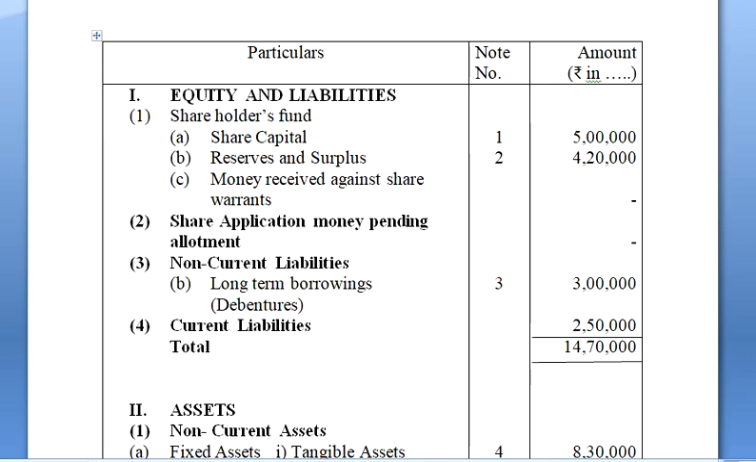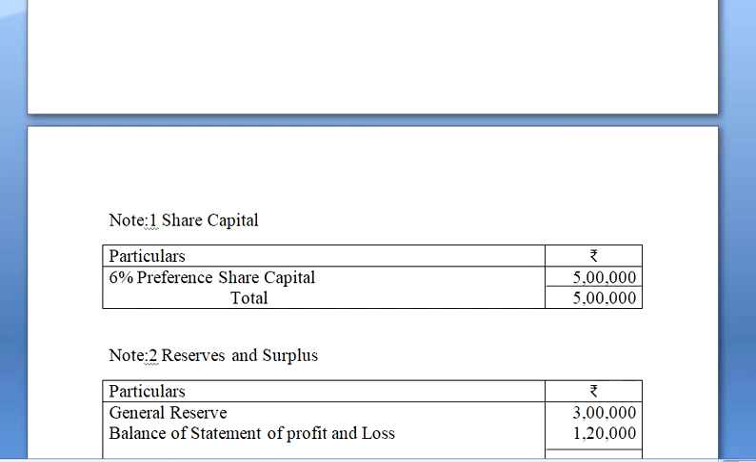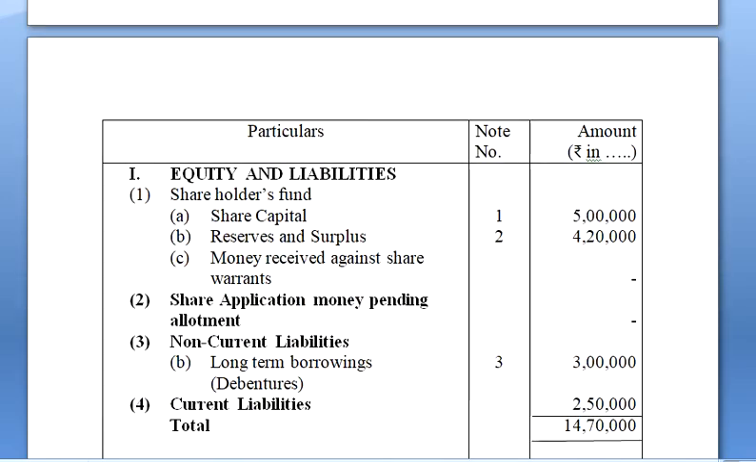How we got that 5 lakhs means, here you can see the note clearly here. Note number 1, share capital, particulars rupees, 6% preference share capital, how much is there? 5 lakhs. So that 5 lakhs we have considered here. So that is under note number 1.